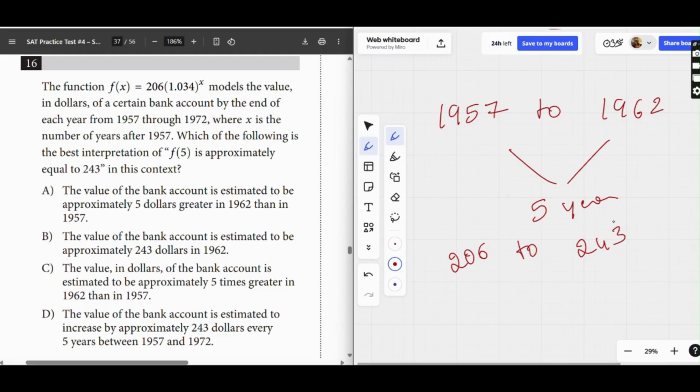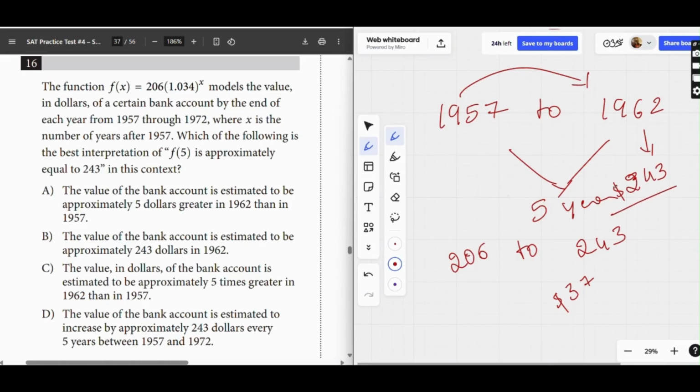That's approximately $37 of increment that has happened. Therefore, the first option is not the correct answer. Option B: the value of the bank account is estimated to be approximately $243 in 1962. Yes, this is correct. We can see that after 5 years we are witnessing $243. Therefore, option B is considerable.